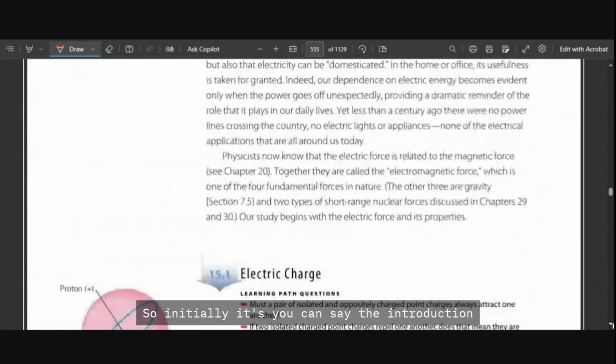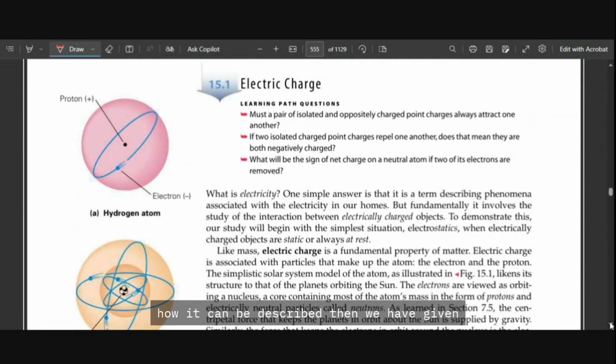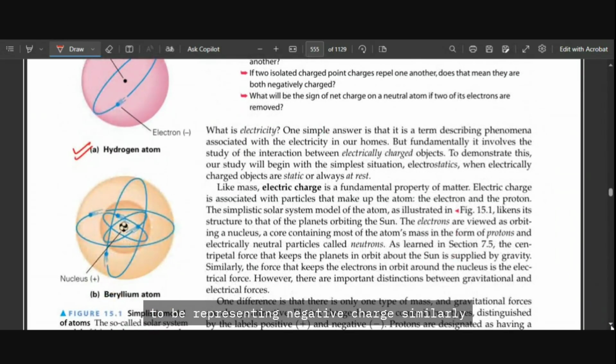Initially it's the introduction part, then electric charge is given: what is electric charge and how it can be described. Here a hydrogen atom has been given, which explains that the proton inside the nucleus is responsible for the positive charge, whereas the electron revolving in the orbit represents negative charge. Similarly, a beryllium atom must have a few more electrons and protons. All the electrons must be revolving in the outer orbits, and protons must be inside the nucleus.